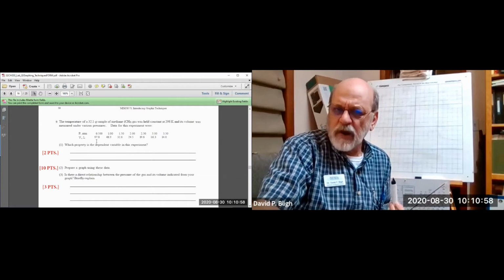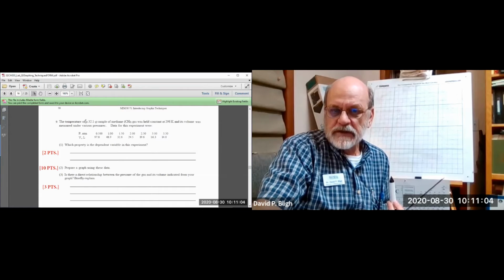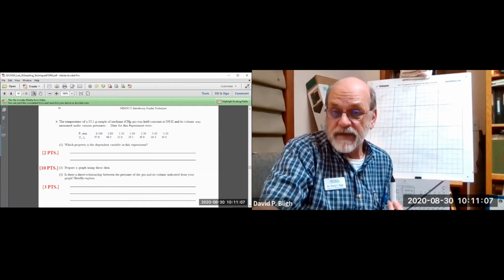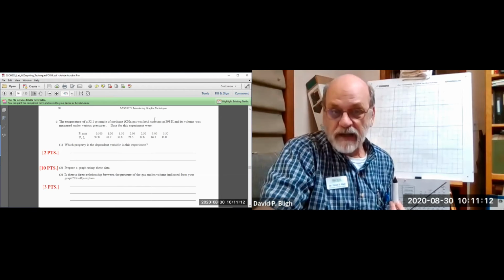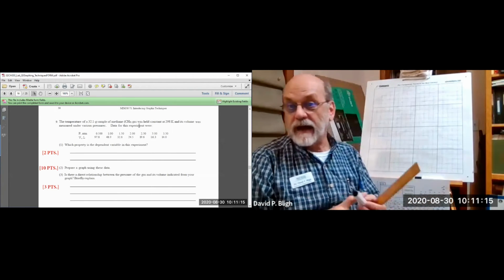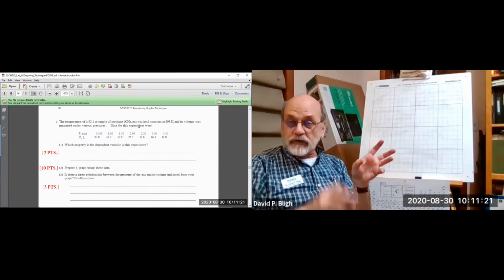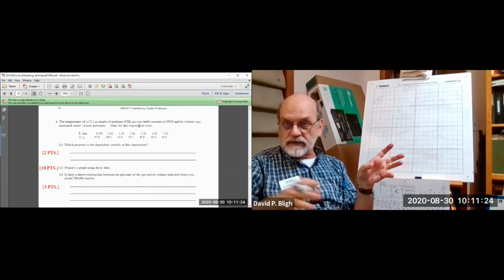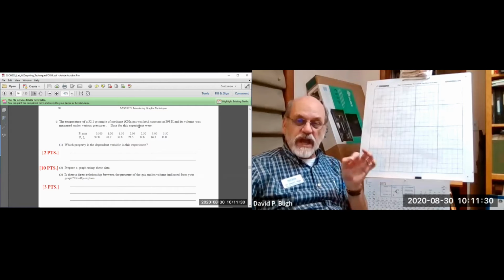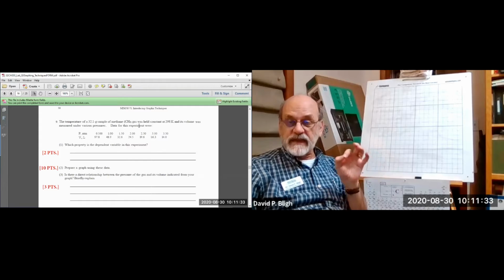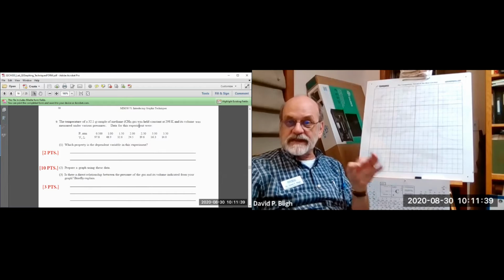But if you're the experimenter and read the problem, the temperature of a 32.1 gram sample of methane was held constant. Right? Its volume was measured under various pressure. Aha, there's the clue. The volume was measured after the pressure was changed several times. So what does that mean? That means that the researcher changed the pressure. That's the independent variable. And the volume was the response, or the dependent variable.